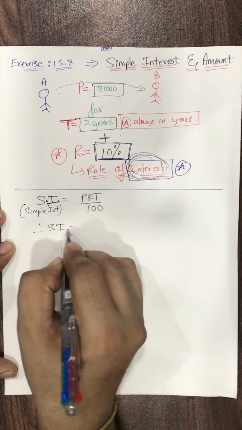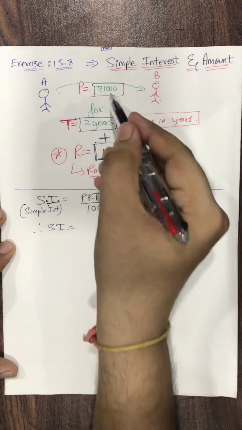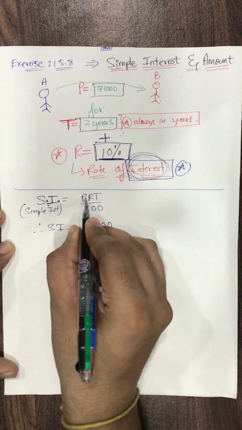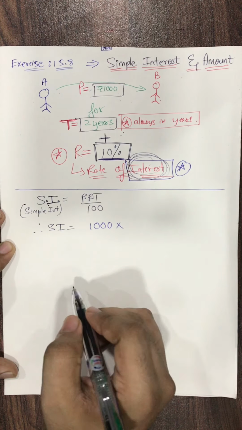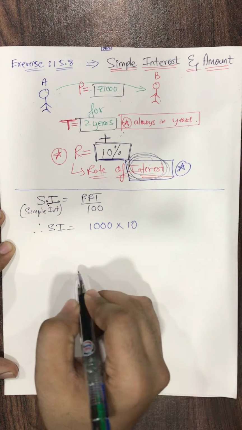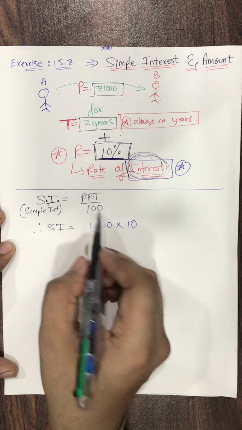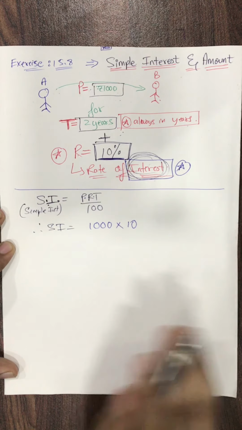Therefore, simple interest is equal to P, which means principal. What's the principal? Principal is rupees 1000. So I'll write here 1000. PRT, there is nothing in between. That means it's multiplication. Remember. So P multiplied by R. R is how much? 10%. So I will write here 10. I will not write the percentage symbol because in the formula we have 100. Because it's 100, the percentage got converted into a normal number.